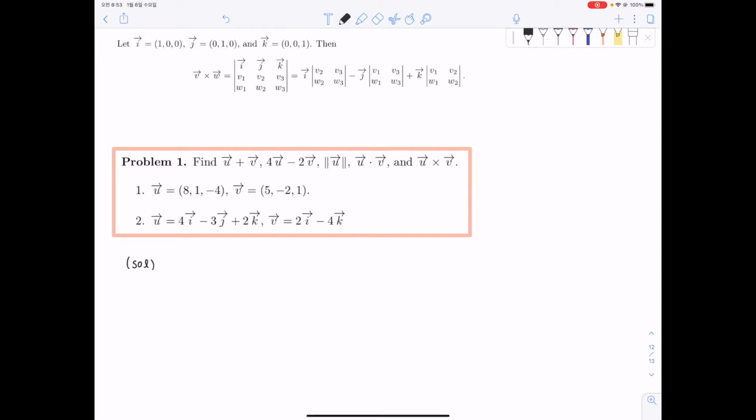So first we want to find u plus v. It is just the addition of each coordinate. So it is 8 plus 5, 1 plus minus 2, minus 4 plus 1. So it is 13, minus 1, and minus 3.